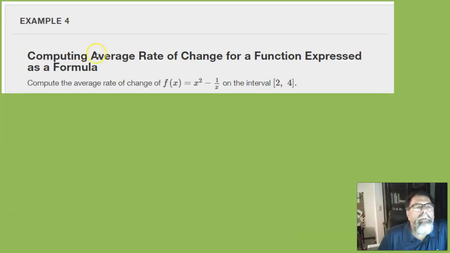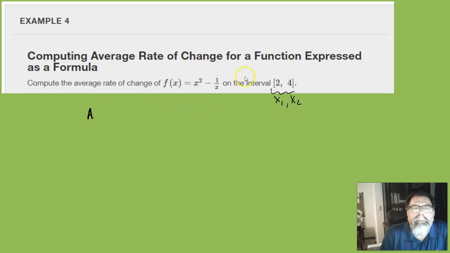All right, computing average rate of change for a function expressed as a formula. So we have this formula, f of x equals x squared minus 1 over x, and we want to compute the average rate of change on the interval from 2 to 4. So just like we did with the graph one, remember this interval, these are our x values. This would be x sub 1, and this would be x sub 2. So we have to find the y values for each of these x values.